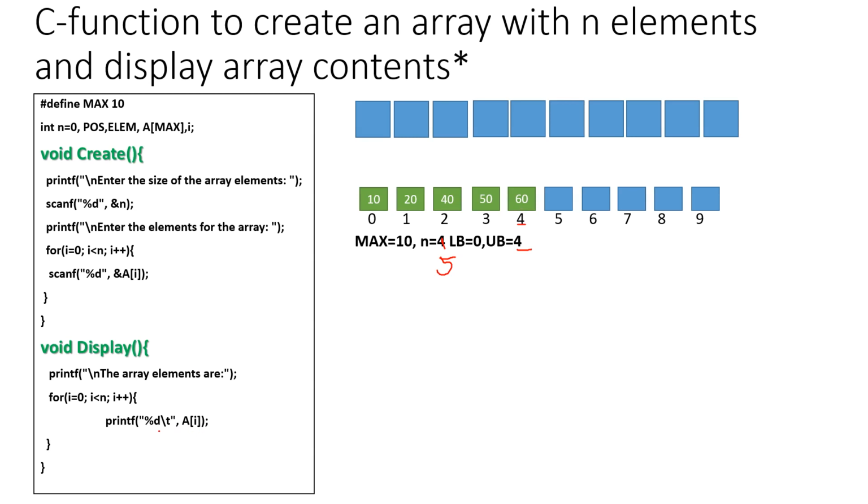So first element is 10, second element is 20, third element is 40, fourth element is 50, last element is 60. When you perform traverse operation, size will not change, content of the array will not change, content remains same, size remains same. We are not altering the data in this case. Okay, so this is about traversing.